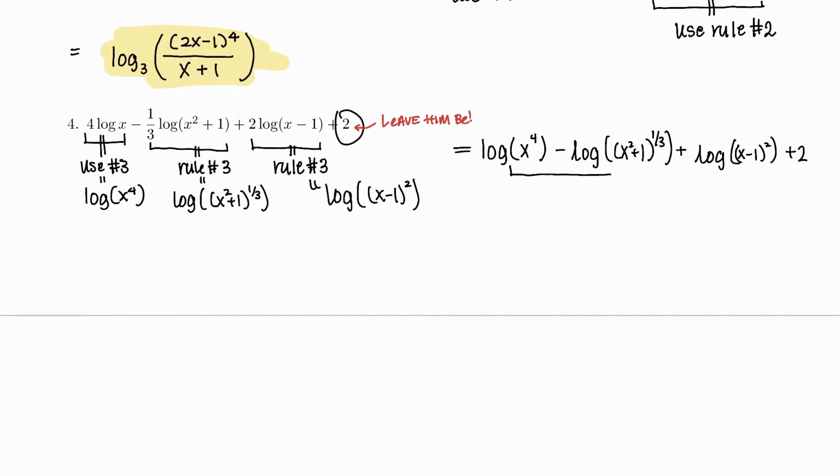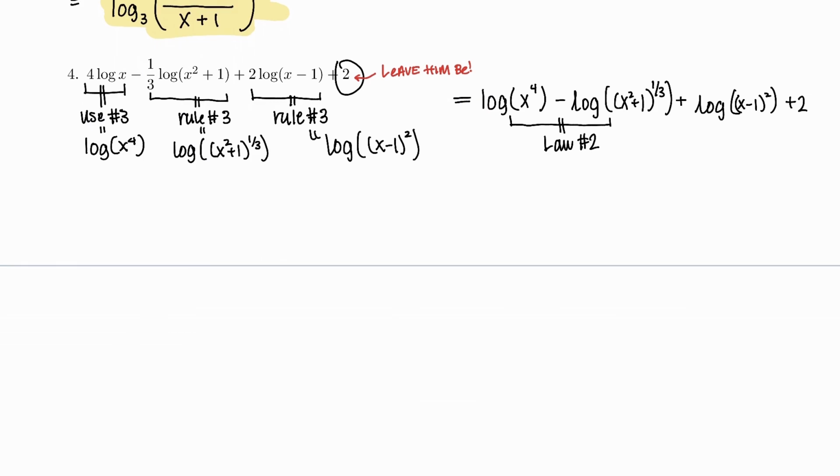So I'm going to use law number 2 on this subtraction here. So that I get log of the first one, so log of x to the 4th, divided by the second thing, so divided by x squared plus 1 to the 1/3, plus log of x minus 1 squared, plus 2.